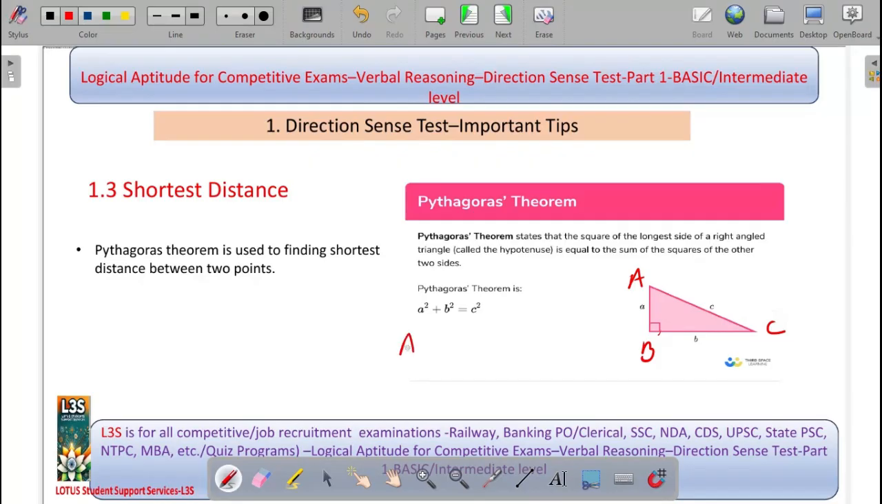Then C square is equal to A square plus B square. The shortest distance between A and C will be C, which is equal to root over A square plus B square. So when we find this kind of problem, we have to use the Pythagoras theorem to find the shortest distance.